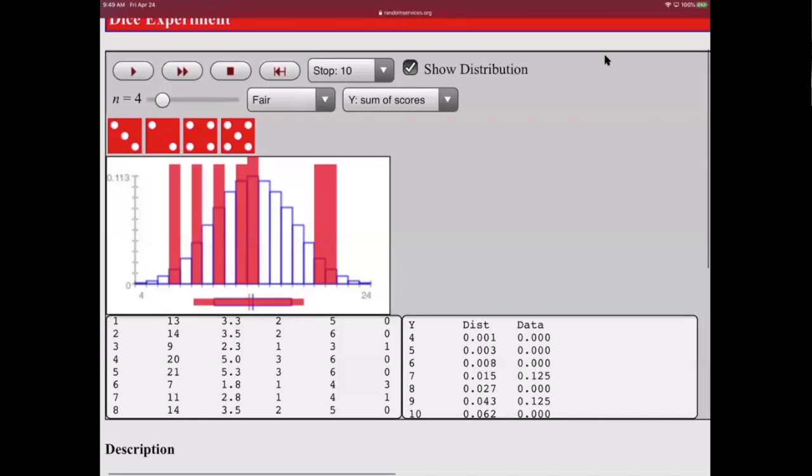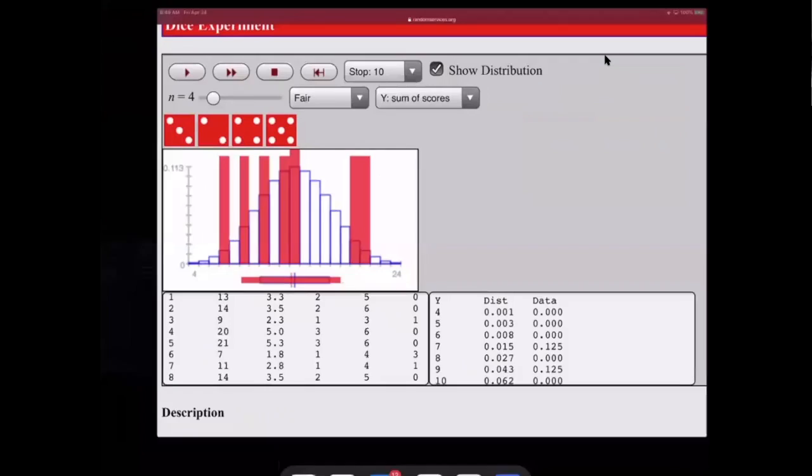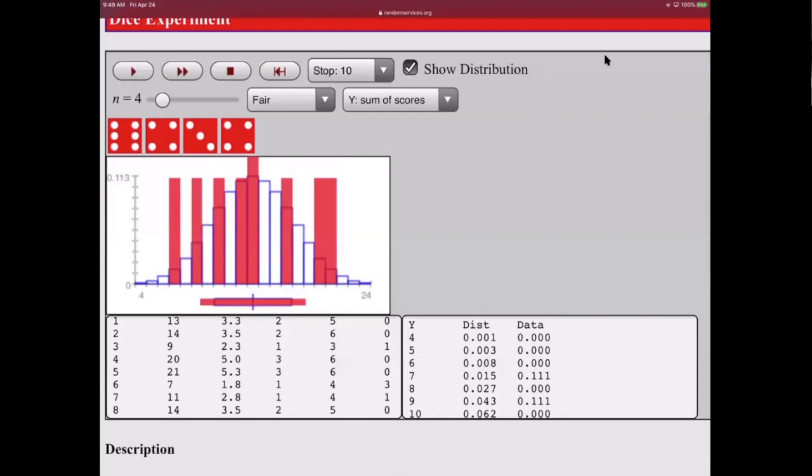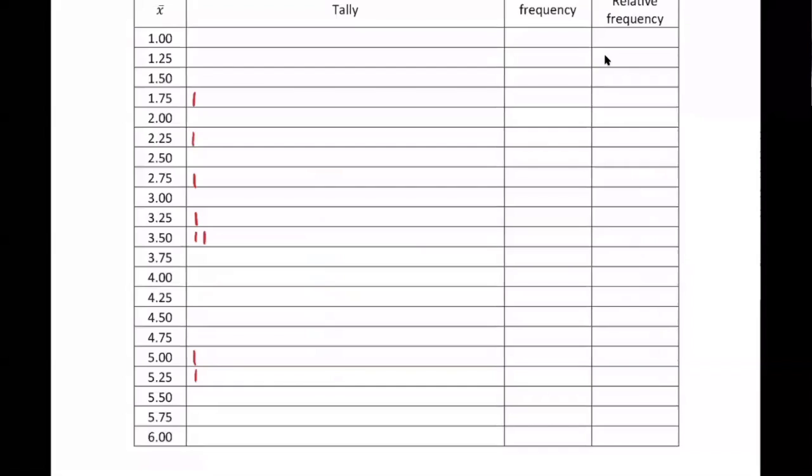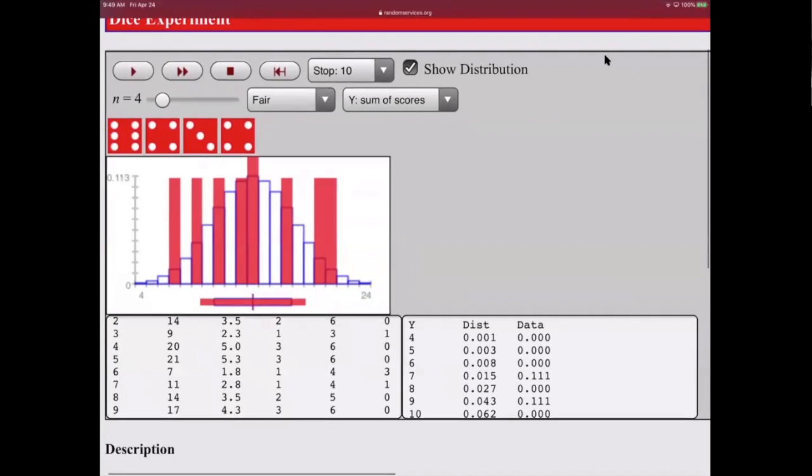Remember, 3.5 is exactly in the middle between 1 and 6. If you add 1 and 6, you get 7, divided by 2 is 3.5. So 3.5 is going to happen more than anything else eventually. So I've got to run it again. Here we go. Next one is 4.3. That's 4.25 actually. Okay, run it again. Next one is 3.0.